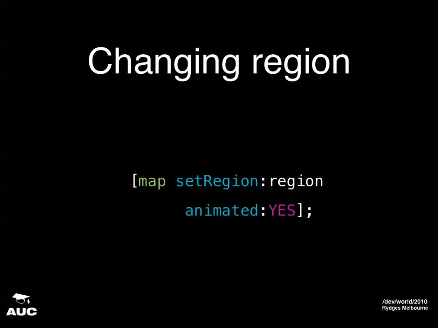Well, there's a method called setRegionAnimated. You give it a new region, and this animated is a Boolean. If you say yes, it does a nice smooth transition from the area that you're currently at to the next, so it doesn't suddenly appear. If you say no for the animated, it literally just jumps there, you don't see it move, and then it starts loading the map.